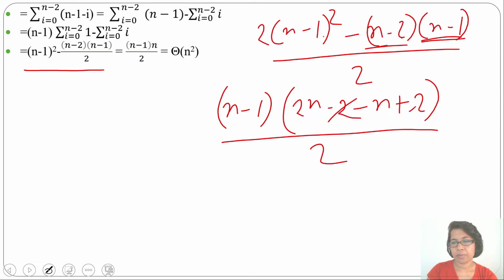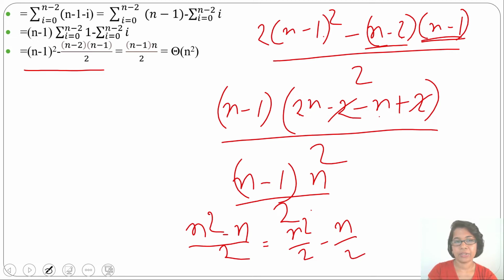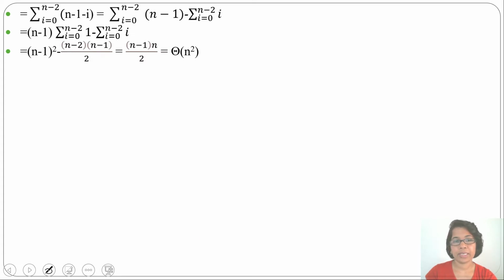Now this minus 2 plus 2 will be cancelled. 2n minus n, that will be n. So we'll get (n minus 1) multiplication n divided by 2. After simplification, we will get (n square minus n) divided by 2, or we can write n square by 2 minus n by 2. Approximately this will be n square, so we can write it is theta of n square. For this, running time will be theta of n square. So we found for the uniqueness algorithm, running time is theta of n square.